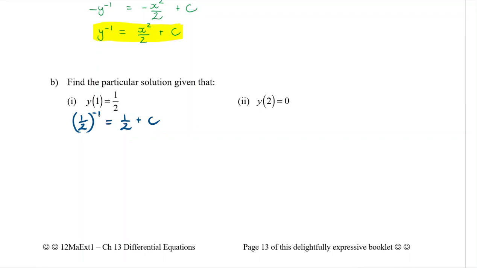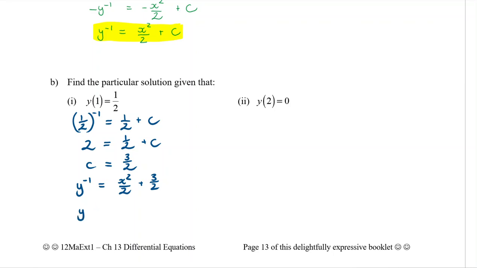Yes, it does. Or isn't it -3/2? Let's have a look. So let's invert it. The -1 just means you turn the fraction upside down and you get 2 is equal to half plus x. All right, yep, you're right. So it is minus the half. So it is 1.5 or 3/2. Which means that we want to put that back into our equation, which was y to the -1 equals x squared over 2 plus 3/2.